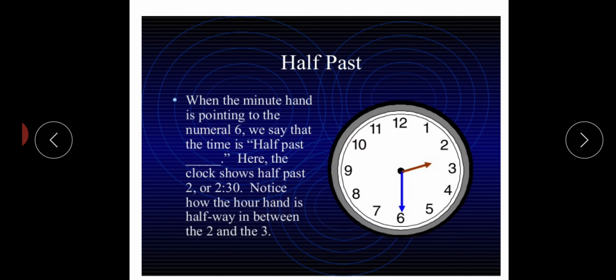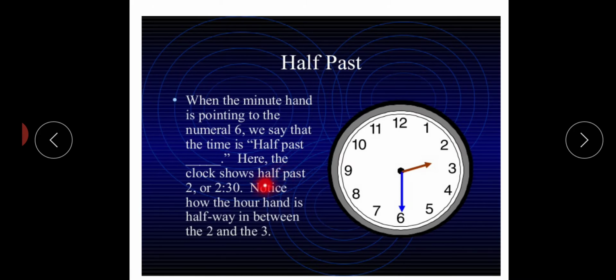Now, when the minute hand is pointing to numeral 6, we say that the time is half past. Why half past? Because at 6 it completes 30 minutes. 5, 6 are 30 minutes. And 30 is half of 60. On the face of the clock there are 60 minutes and half of 60 is 30. So when the minute hand is pointing to 6, we read it as half past.